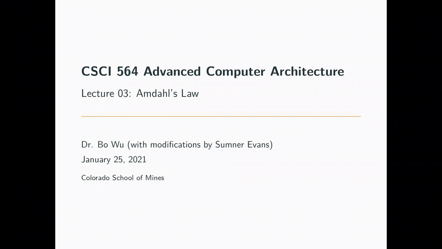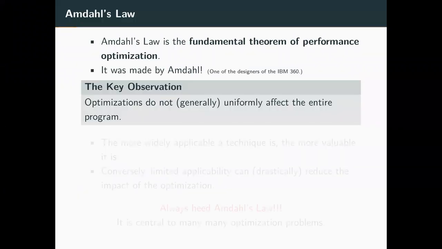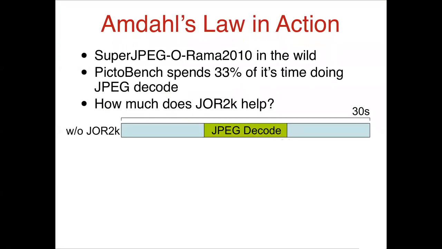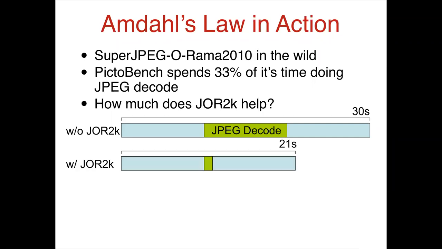So last lecture, we started talking about Amdahl's law. And the key observation with Amdahl's law is that our optimizations are not going to uniformly affect the entire program. So we went through this example where we had a program, and we have these new instructions that allow us to do JPEG decode 10 times faster. But the JPEG decode portion is only 1/3 of our program runtime.